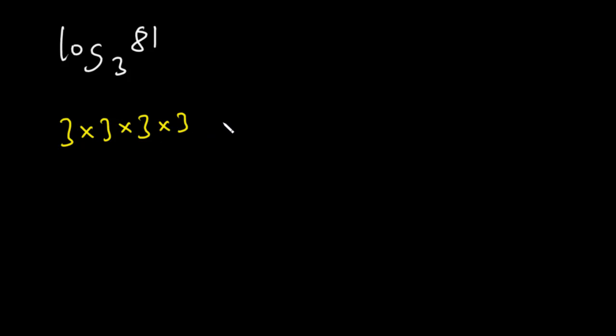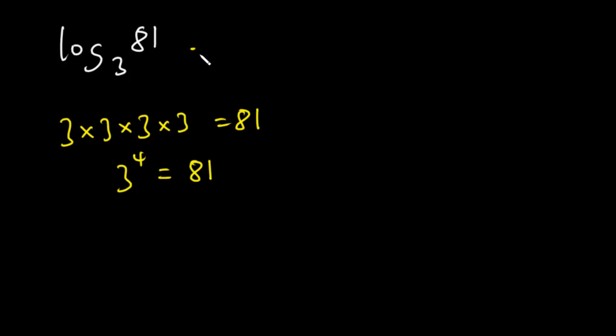So now let's try some examples. Let's simplify log 81 base 3. Now to solve this, we need to know the number of times you can multiply 3 to get 81. Now 3 times 3 is equal to 9, times 3 is equal to 27, times 3 is equal to 81. So we can multiply 3 4 times to get 81.